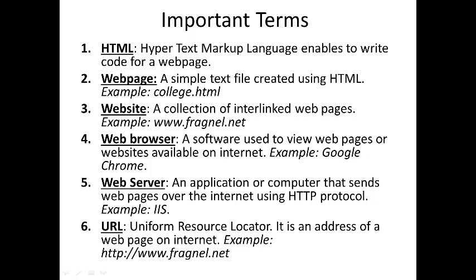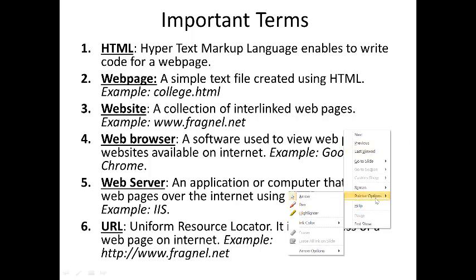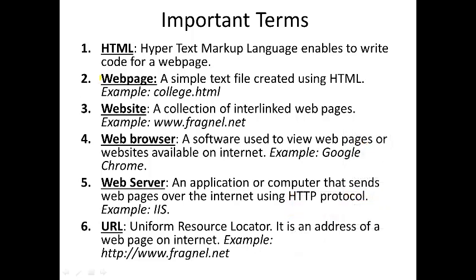What is a web page? A web page is a simple text file that will contain our HTML coding, and we will save our web page with the extension .html. So a text file will have the extension .txt, whereas a web page will have the extension as .html. So you can see this example that is given here, college.html.